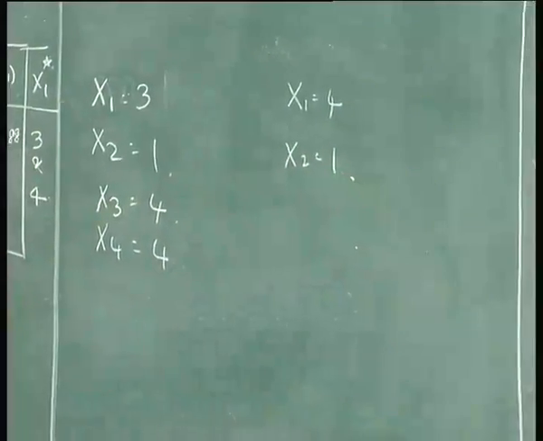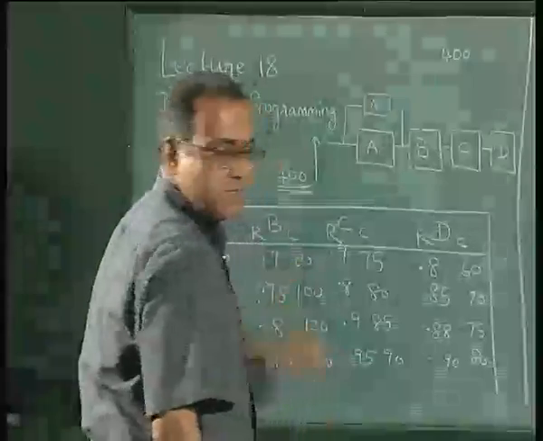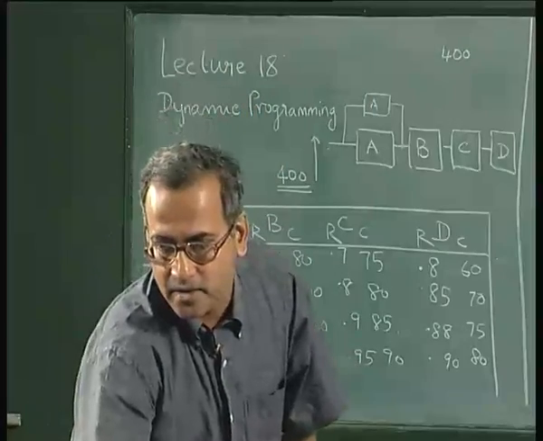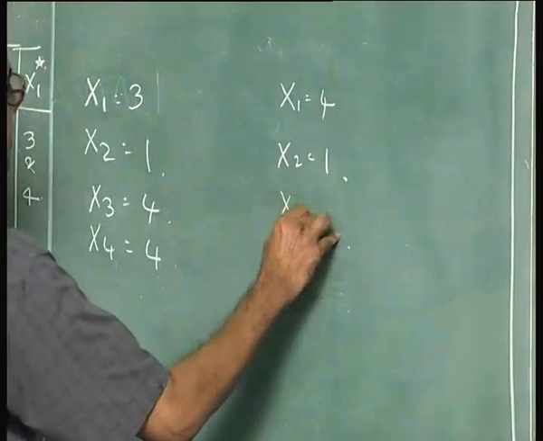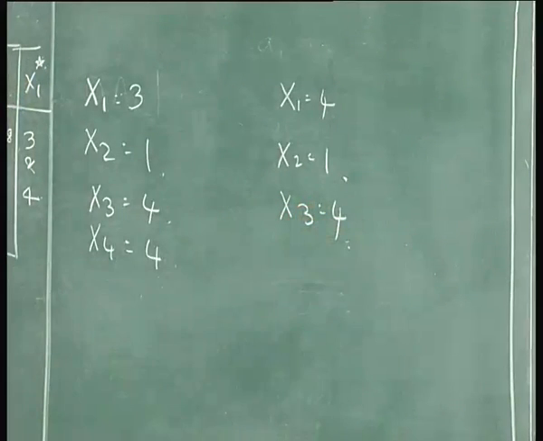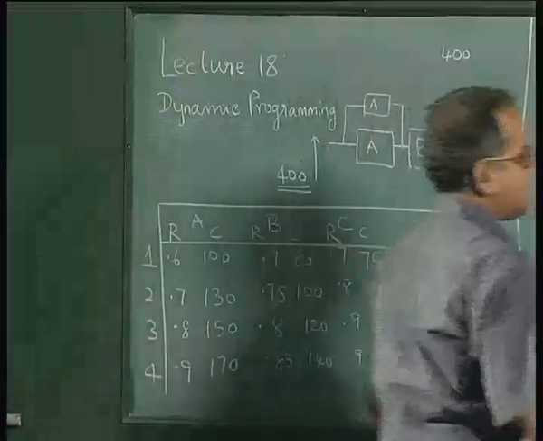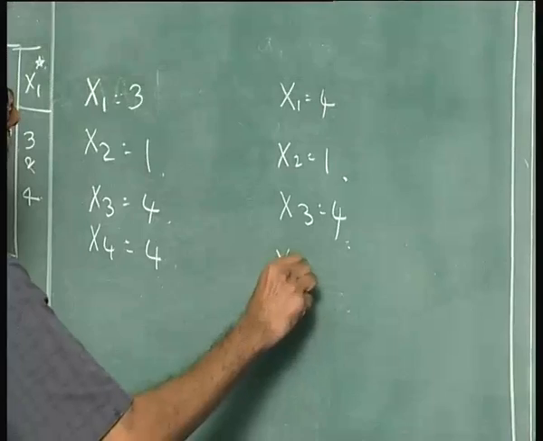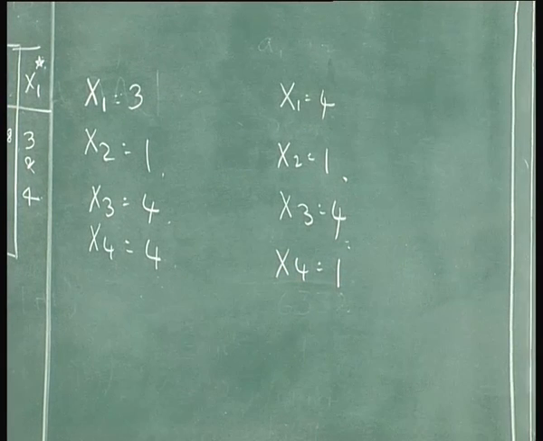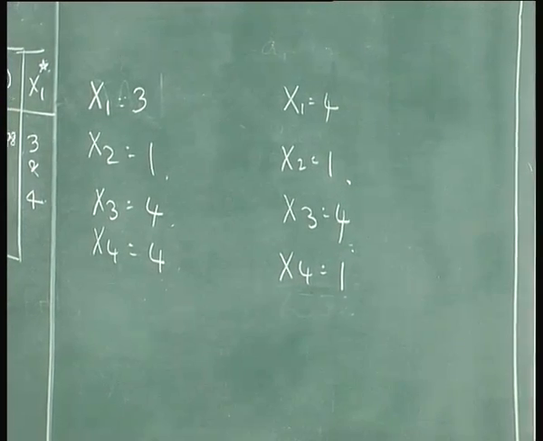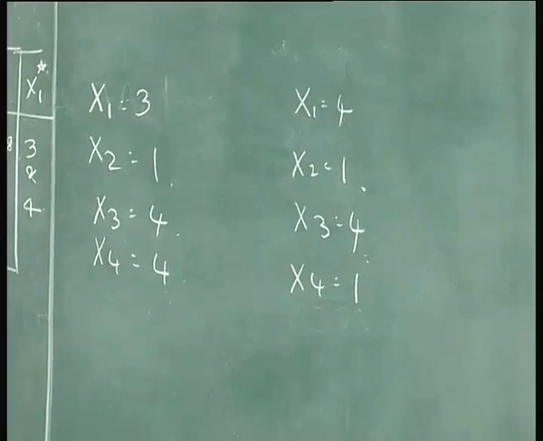So from the 230 you have spent 80, so 150 remains. So for 150 you would get x3 equal to 4, which means you spend 90, you have another 60, so that would give us x4 equal to 1. So there are two solutions that we have here, one is 3144 and the other is 4141.